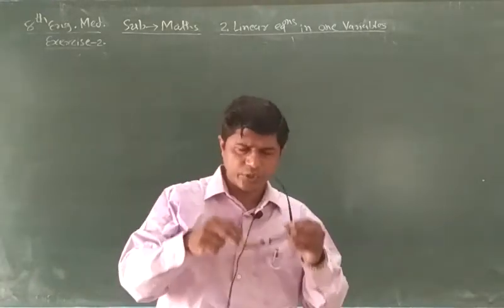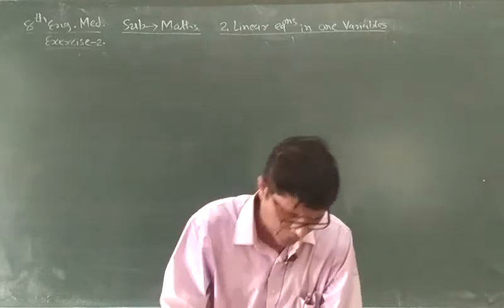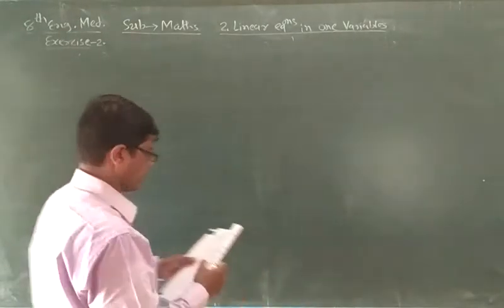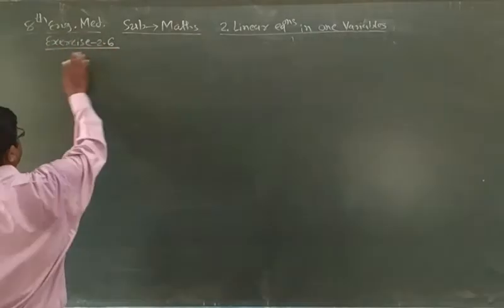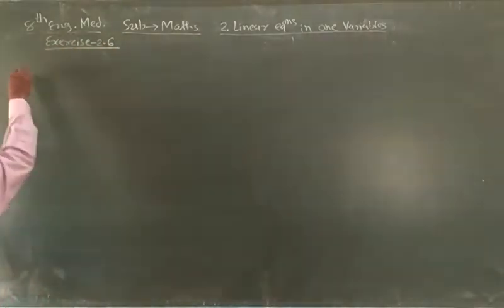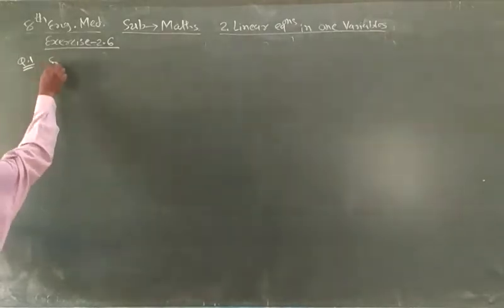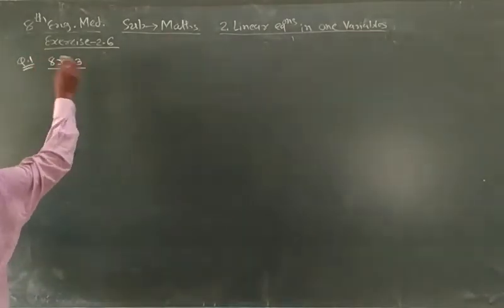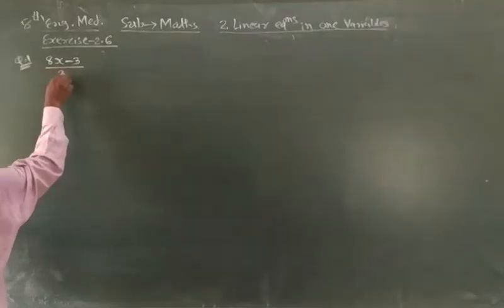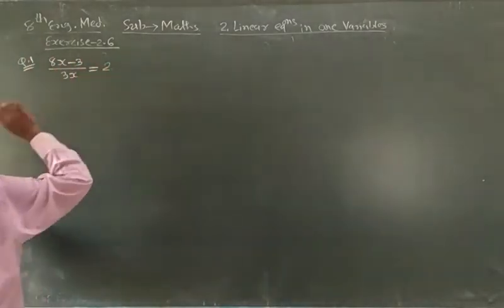First, read the question. Solve the following equation. Okay. Now, exercise 2.6. Question 1. 8x minus 3 upon 3x is equal to 2. Okay, this.